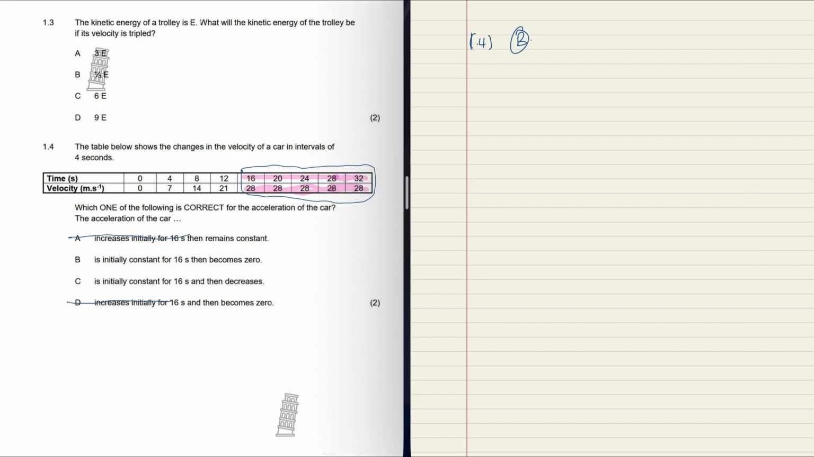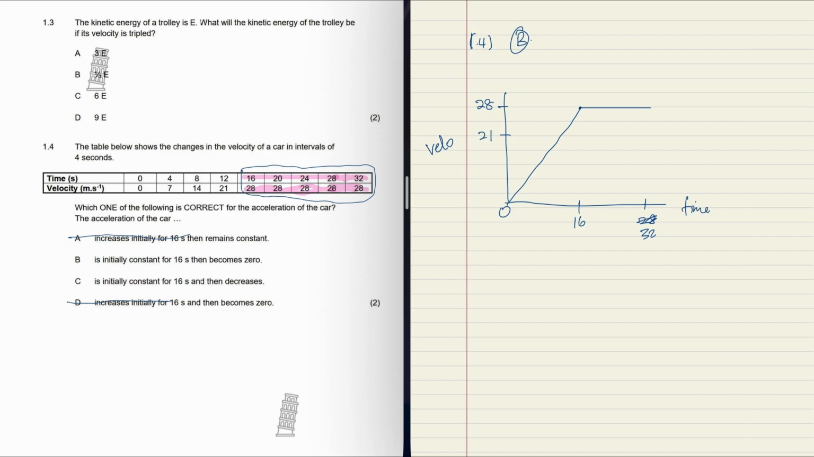Now I like to think about it visually. I'm more of a visual type of person. I would like to see this. So we could just sketch this out and it'll make it a bit easier to understand. From 0 to 16 seconds, the velocity of this object or car, whatever the case is, increases from 0 to 28. So from there to there, it increases here. And then from 16 to 28 seconds, it's constant. So this is actually a velocity time graph.